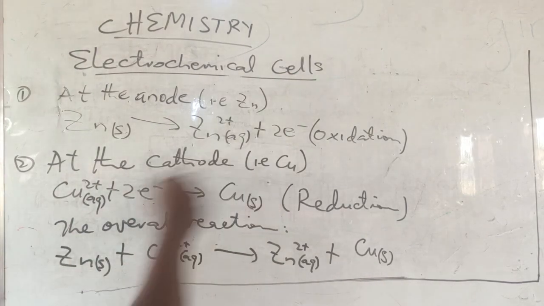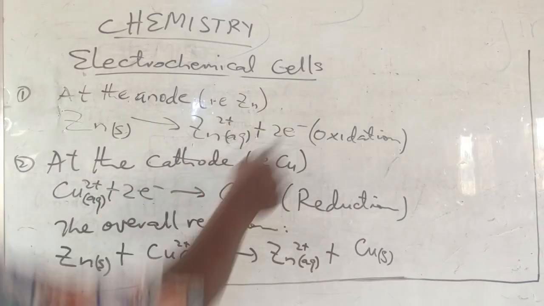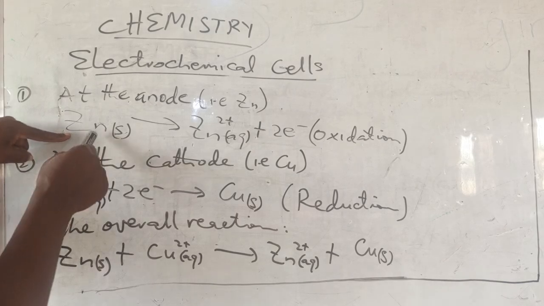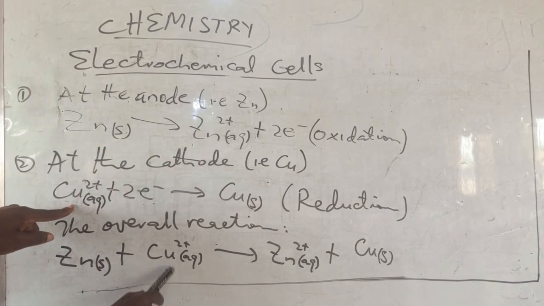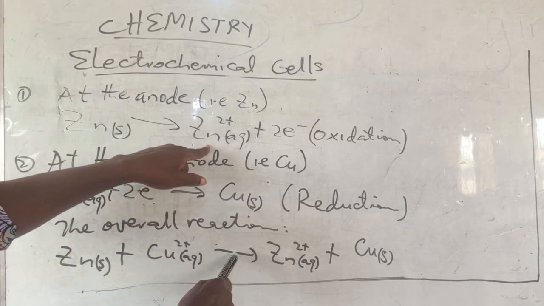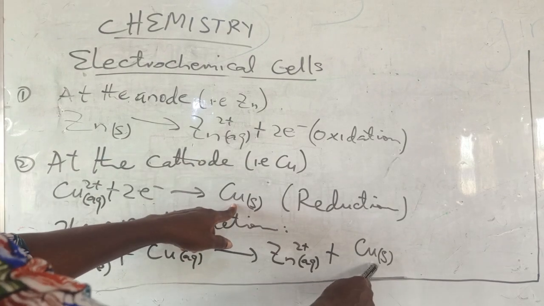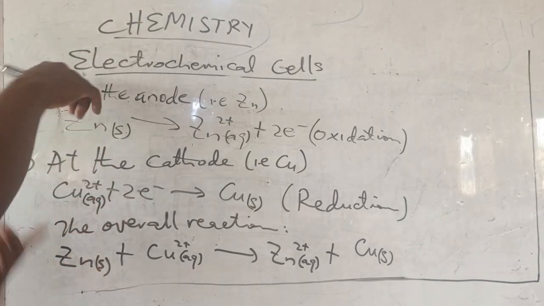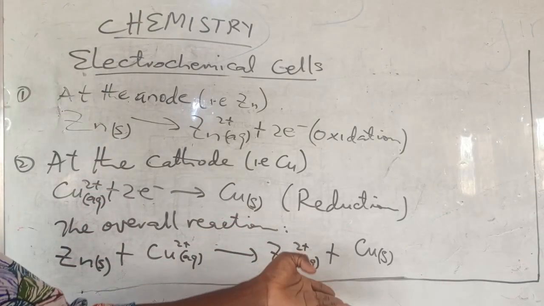Now the overall reaction means adding this and this together. Now what is common is 2 electrons. They can cancel themselves out. If you cancel this, that means you are left with zinc plus this copper ions, arrow zinc ion plus copper plate. So this is the overall reaction, meaning the addition of the two half reactions. Now this is what happens.